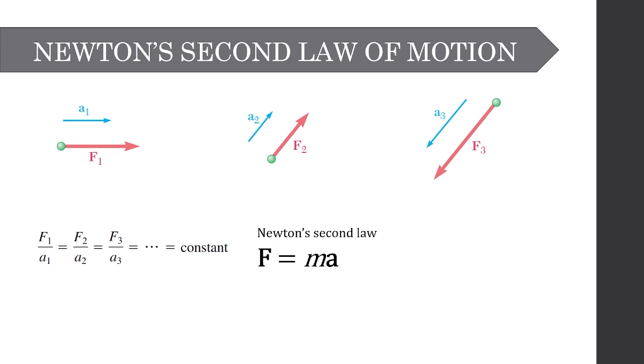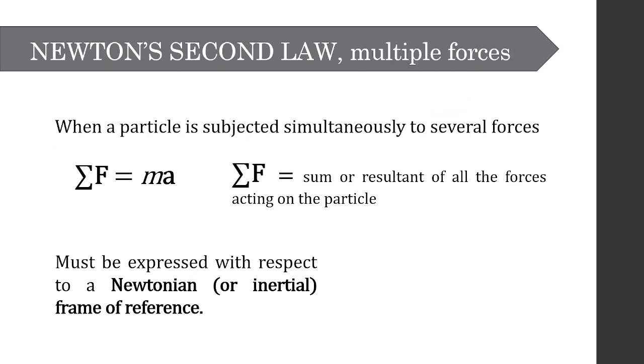F1 over A1 is equal to F2 over A2, and F3 over A3 is equal to F4 over A4, and so on. That means that there is a constant mass among them, because the force is just proportional to acceleration. When there are multiple forces, we sum up the resultant of all forces acting on a particle. So we have the summation of F is equal to ma.